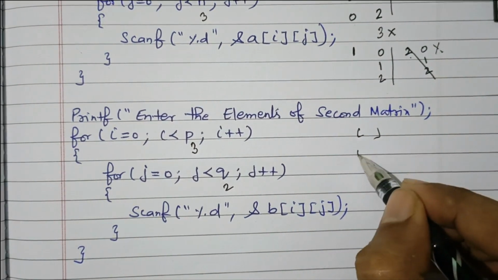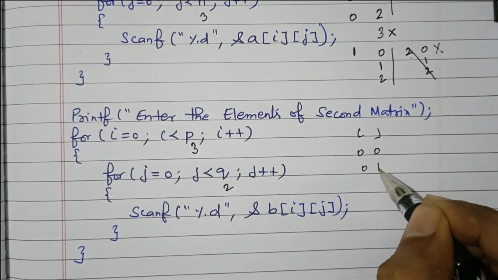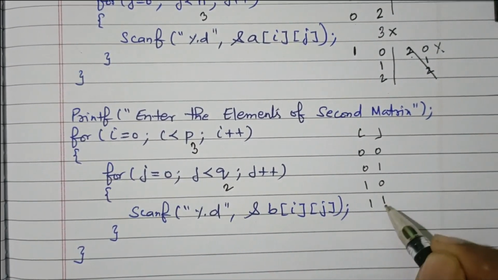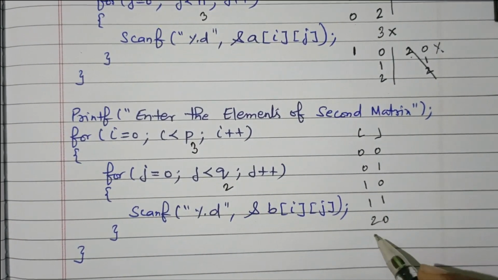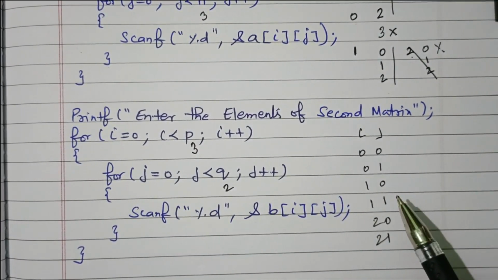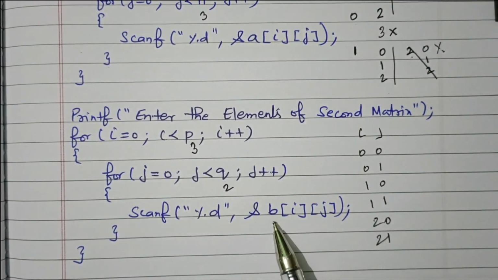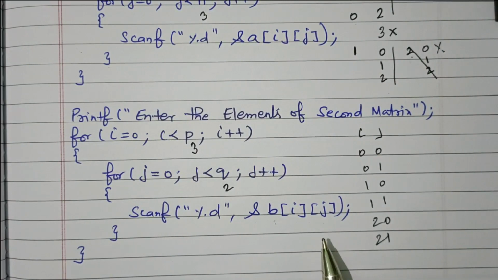I, J. First 0 0, 0 1. 2 means terminated. Then 1 0, 1 1. Then 2 0, 2 1, right? So we are having this 3 rows and 2 columns, so the corresponding values are stored in B of ij. Now we got the array elements from the user for the first matrix as well as the second matrix.